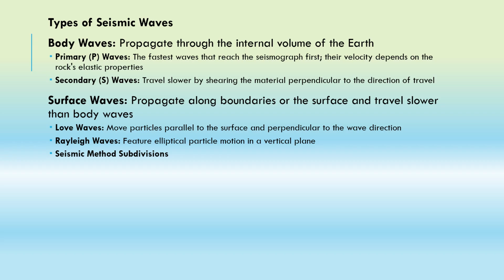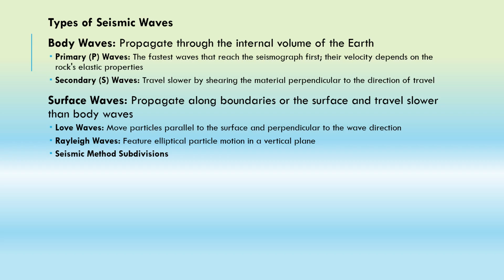There are two types of waves: body waves and surface waves. You know what a body wave is? It propagates through the internal volume of the earth. That is the primary wave and the secondary wave, which are related to earthquakes, right? Primary waves travel faster and reach the seismograph first. Their velocity depends on the rock's elastic properties. Secondary waves travel slower, and move perpendicular to the direction of travel in the material.